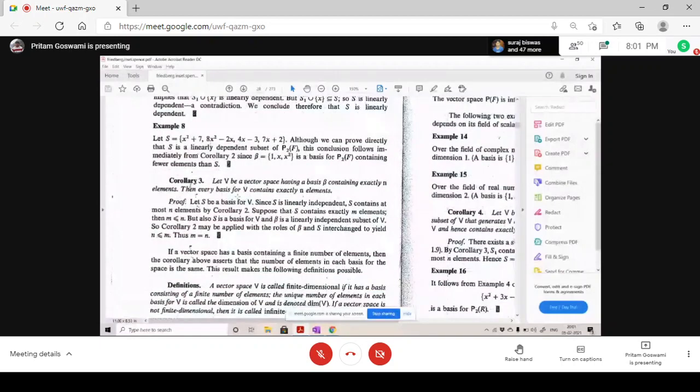If V is a vector space having a basis of exactly n elements, then, because a basis has to be linearly independent, and a linearly independent set cannot have more than n elements. So if I say a basis has fewer than n elements, then it would not be a basis because it would not span the whole space, right? So if it is a basis, it must contain n elements.